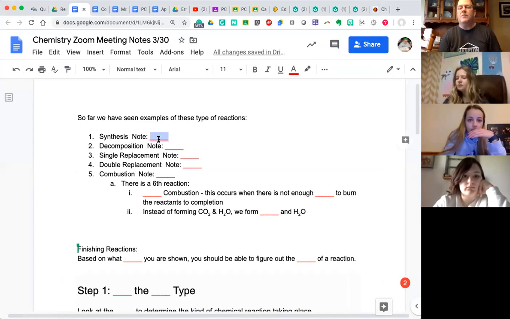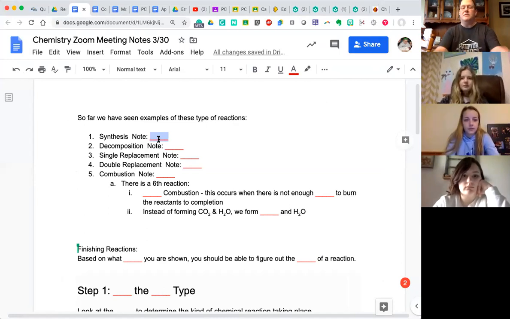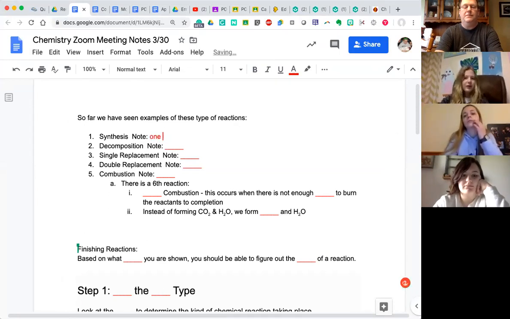All right, right at the beginning, McKenna, synthesis. What do we know about synthesis? Just some notes. Recognize a synthesis reaction? Is that the one where there's only one product? Yes. Okay.